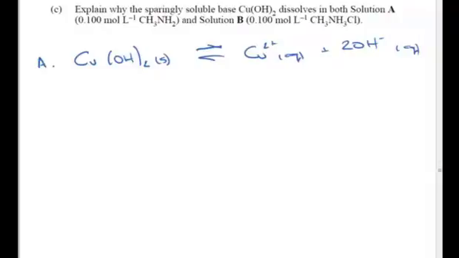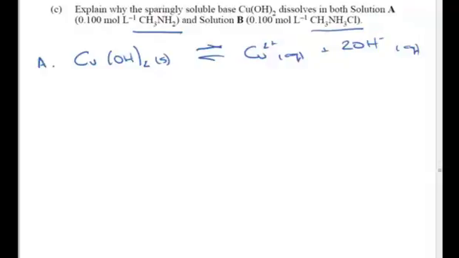In this question, dealing with copper hydroxide in solution, we need some understanding of its solubility and why it can dissolve in a solution of CH3NH2 and CH3NH3Cl. It's just understanding how this equilibrium is altered by that.